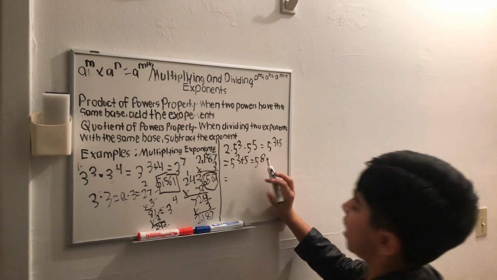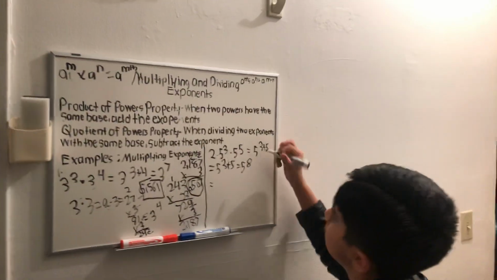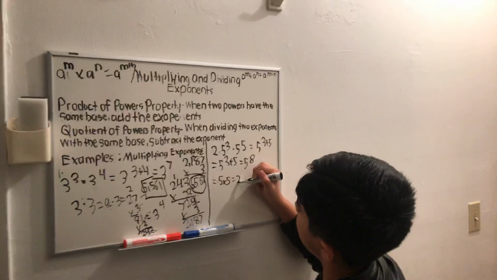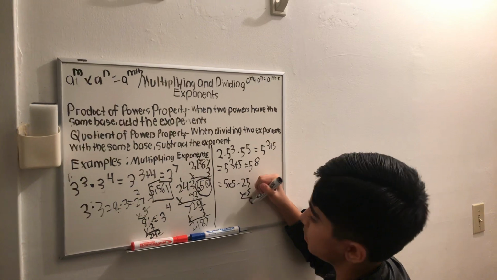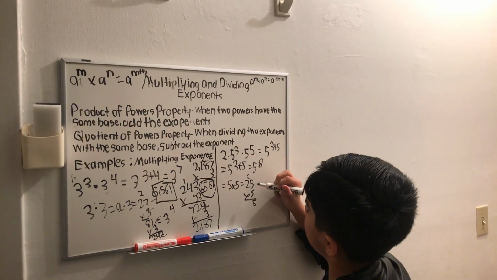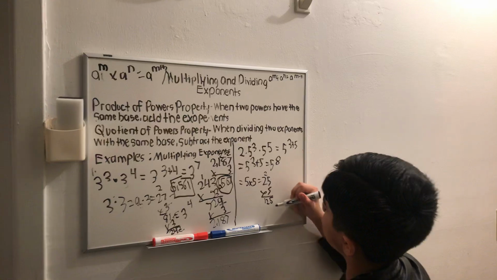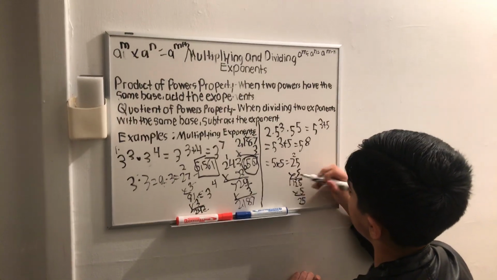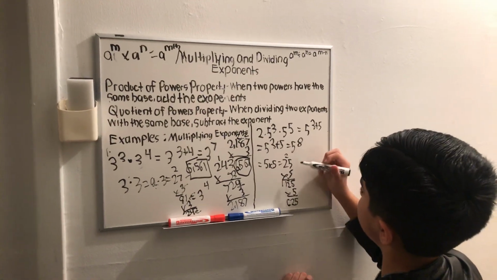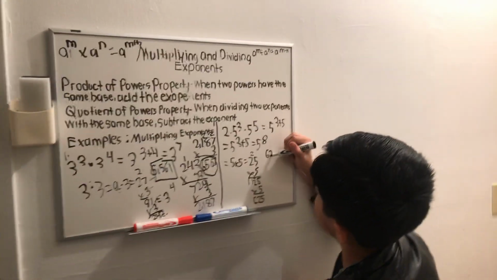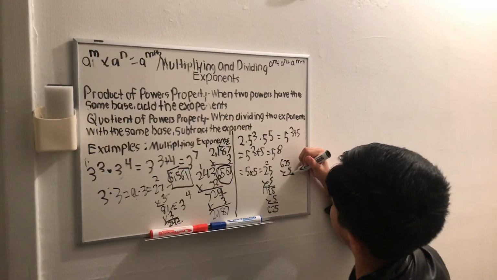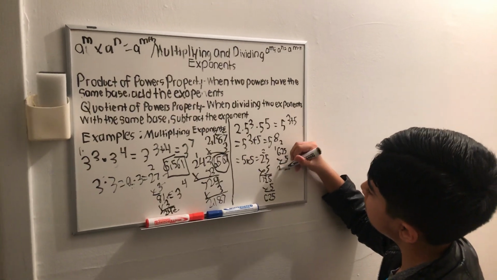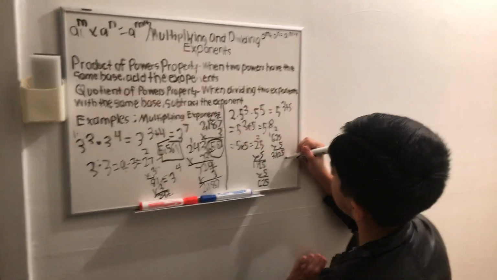So as you can see here, you have to multiply 5 to the power of 8. So 5 times 5 is 25. 25 times 5 is 125. 125 times 5 is 625. So you have to multiply still. 625 times 5 is 3,125. Multiply that again.